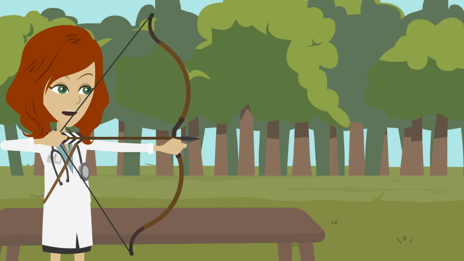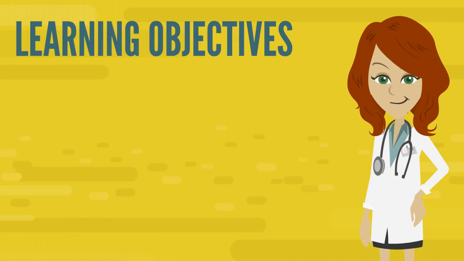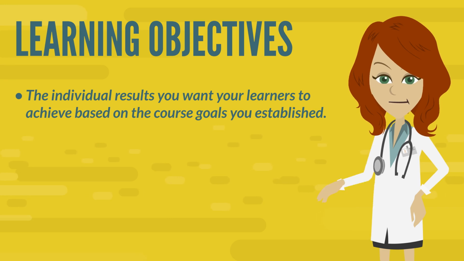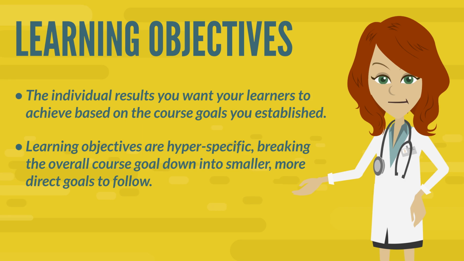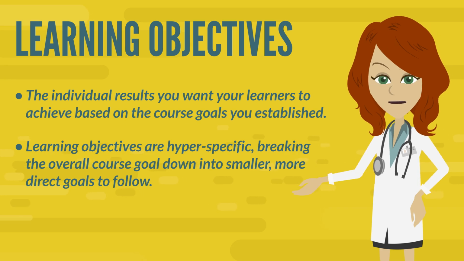Once course authors have a full understanding of their material, they need to determine their course's learning objectives. These are the individual results you want your learners to achieve based on the course goals you established. Learning objectives are hyper-specific, breaking the overall course goal down into smaller, more direct goals to follow.